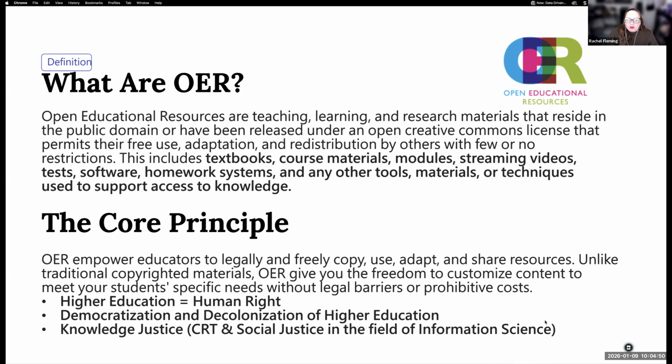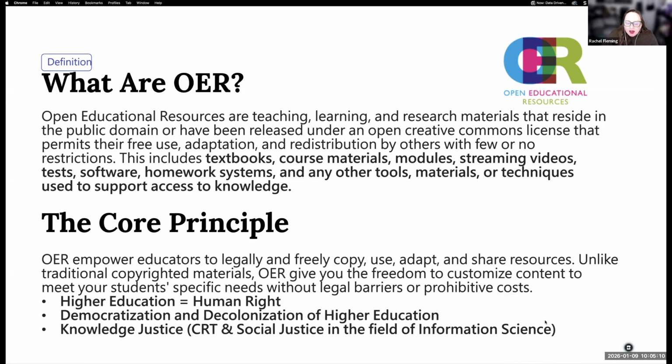And the core principles of OER, I like to say, are the 3 bullet points. Higher education is a human right. It leads to the democratization and decolonization of higher education. And it is strongly related to a core principle called knowledge justice, which is related to critical race theory and social justice in the field of information science, which is where the libraries reside. We reside in information science.